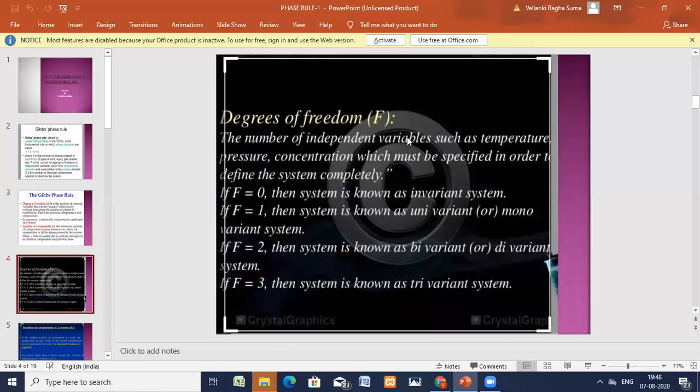So it is the number of independent variables, such as temperature, pressure, and concentration, which must be specified in order to define the system completely. F is equal to 0. Here, it is an invariant system.